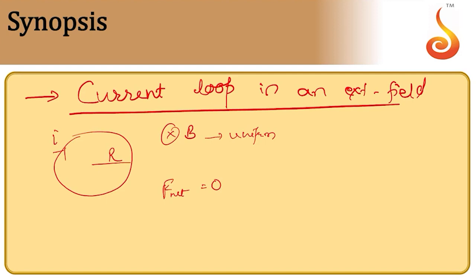So remember, for a current loop of any shape, for example, if I consider this current loop, even this experiences net force equal to 0. So the net force on a current loop is 0 in a uniform magnetic field.